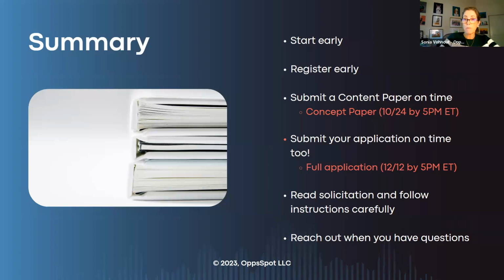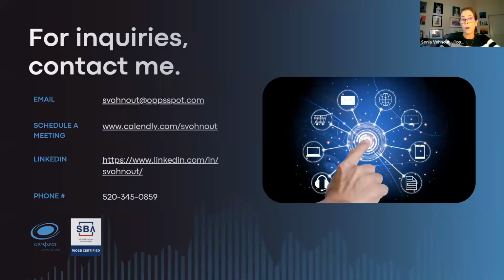So in summary, please start early, register early. By now, you've already submitted your concept paper, and the application is due no later than December 12th, but make sure that you submit earlier. Don't wait till December 12th. And then read the solicitation and follow the instructions, and reach out when you have any questions. You can do so by email or registering for our office hours.